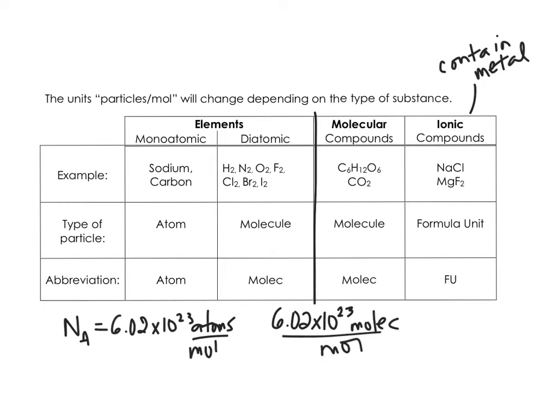Ionic compounds, these are slightly different. The smallest repeating unit is called a formula unit. So in Avogadro's number, the particle is formula units, or FU for short.